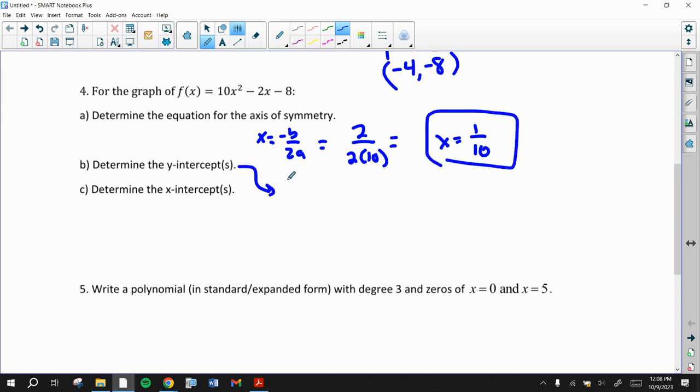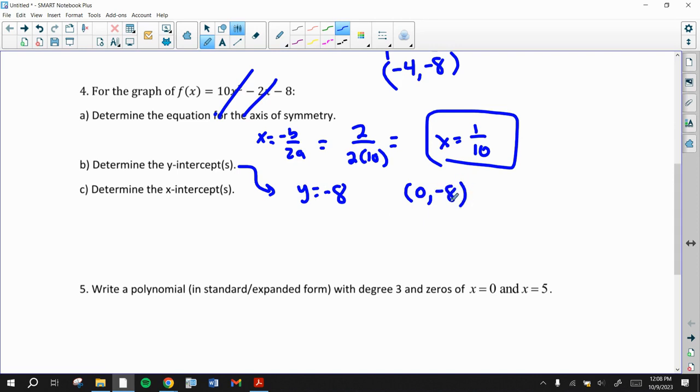Y-intercepts are where x equals 0. So you plug in 0 for all the x's, you can see it here. You plug in 0 for this x and this x. They're gone. So y equals negative 8 is where the y-intercept is, or as a point, x is 0 comma negative 8 for y.